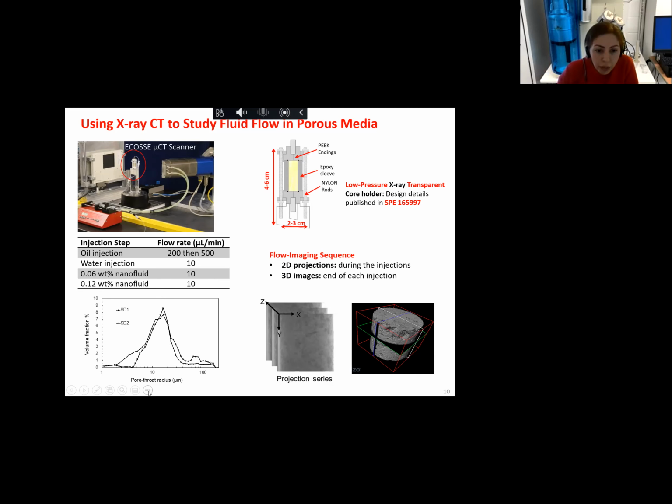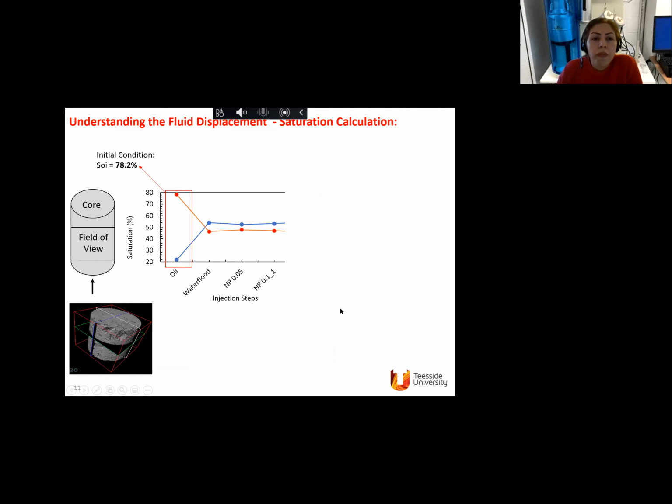I'm also here showing you the pore throat size distribution for this specific rock. And I just want to highlight that the peak is between 10 to 20 micrometers. So we were not particularly bothered about the particles being mechanically filtered at pore throats because the particles are quite small. So here I'm just going to present the outcomes, skipping all the details of what we did.